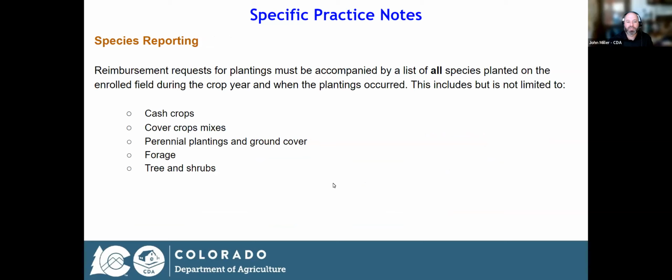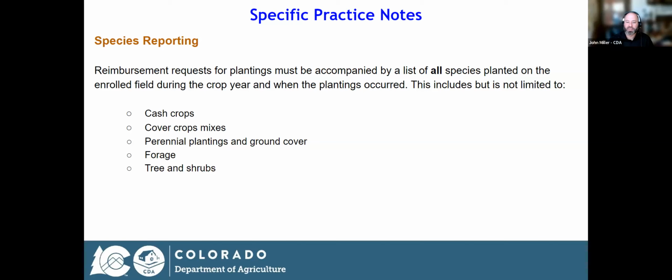And then the final practice note here is species reporting. Reimbursement requests for plantings must be accompanied by a list of all species planted on the enrolled field during the crop year and when those plantings occurred. This includes, but is not limited to, their cash crop, their cover crop mixes, perennial plantings and ground cover, forage, trees, and shrubs. Whenever there's a planting occurring on one of the fields enrolled in the Star Plus program, we need to know what species are being planted there. And again, you can send that in when you submit for reimbursement.